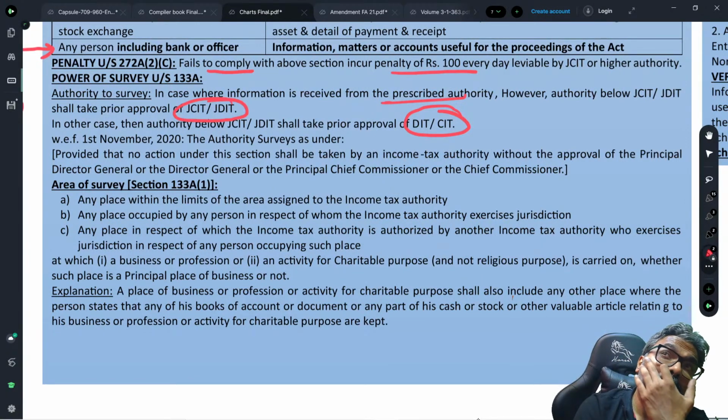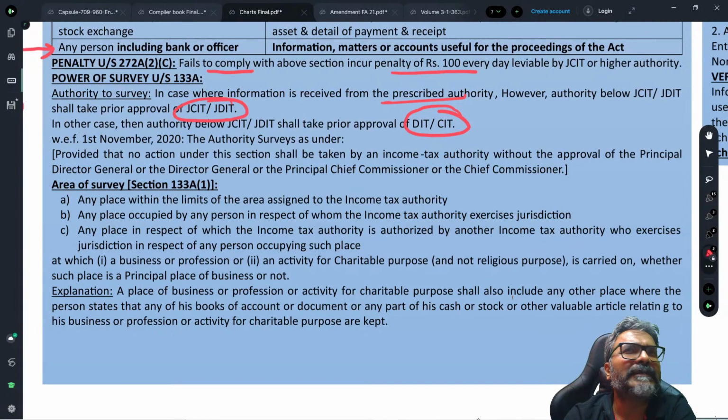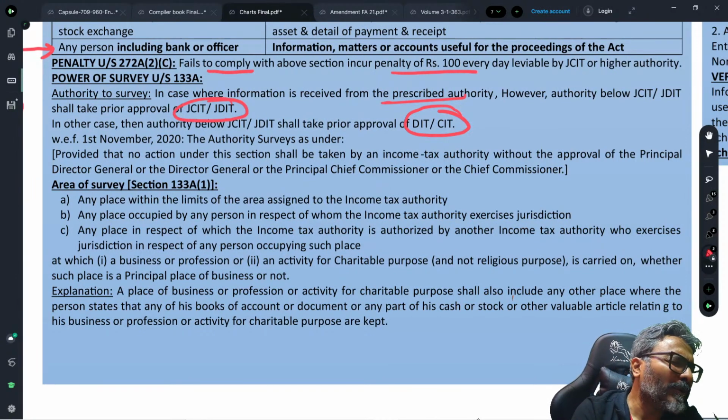So if the CBDT is the one sharing this information with the Income Tax Department, and based on that information I, as the assessing officer, want to conduct the survey, please tell me, should I keep approaching the CIT and ask for permission? What will the CIT say? Look, I also know that information, because I am also an Income Tax Authority.